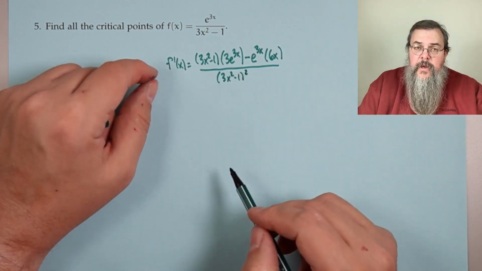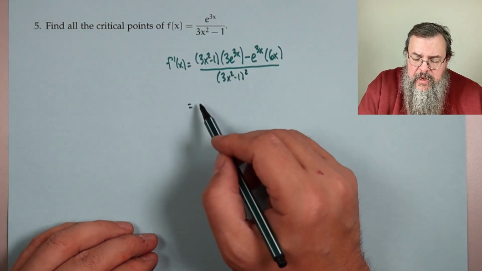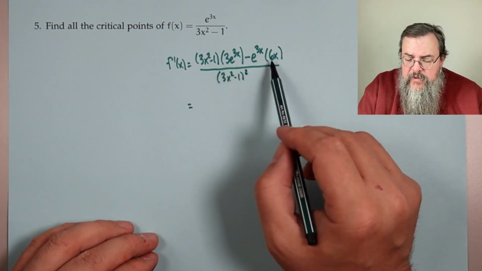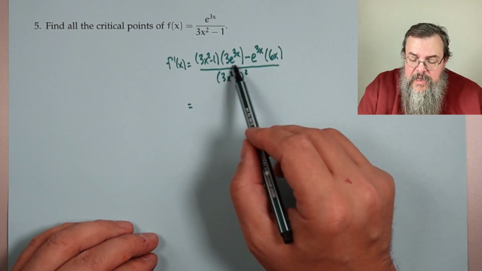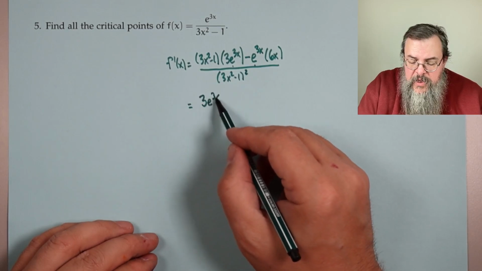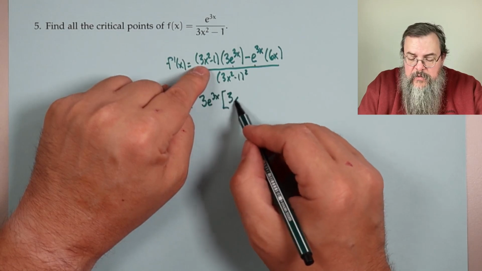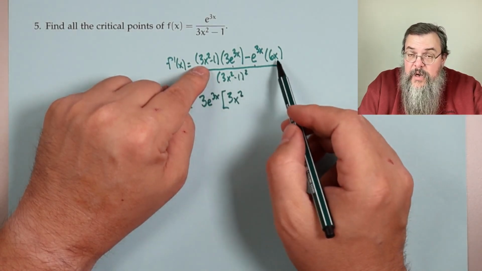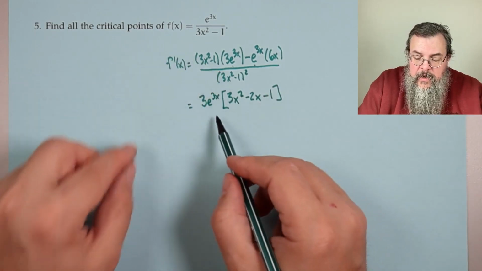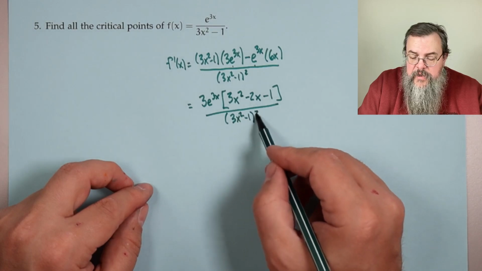All right. Well, let's work on that top for just a moment. We can factor an e to the 3x out. Actually, we could probably do a little bit better. Let's factor 3e to the 3x, right? Because there's a factor of 3 there. And I'm seeing that e to the 3x is common to both terms. So 3e to the 3x. And if we factor that out, we have a 3x squared from here, a minus 2x, and then a minus 1. All of that divided by 3x squared minus 1, squared.